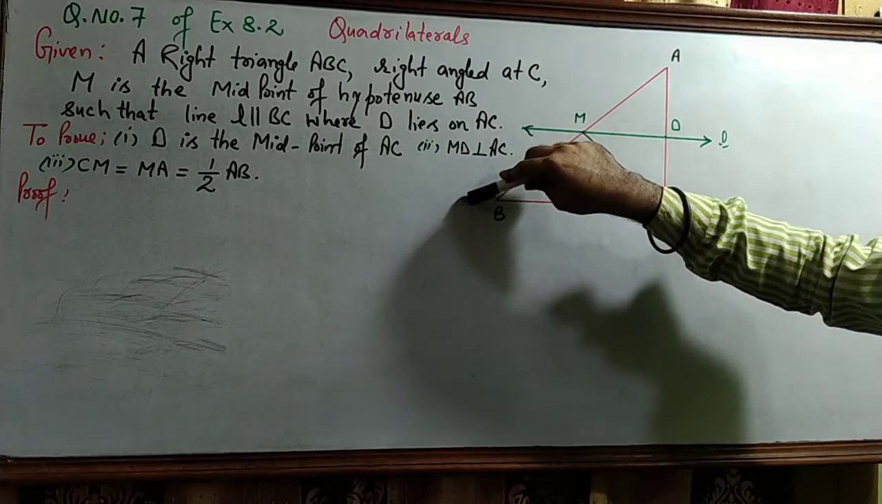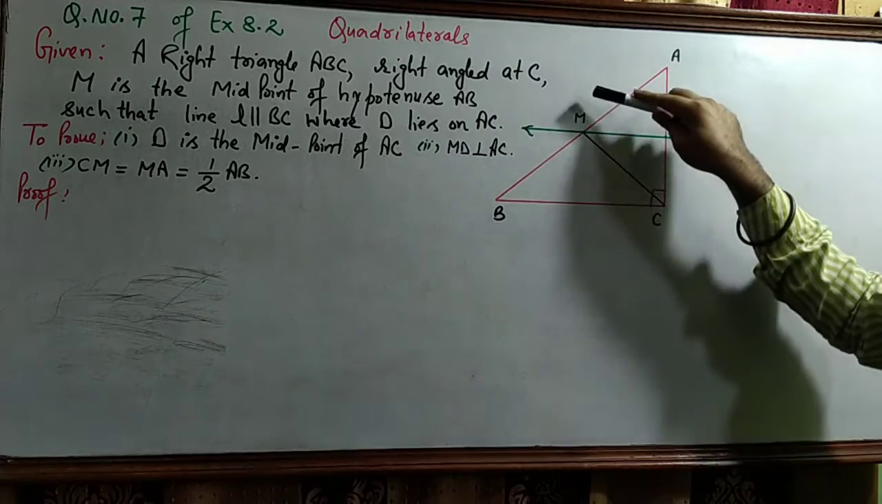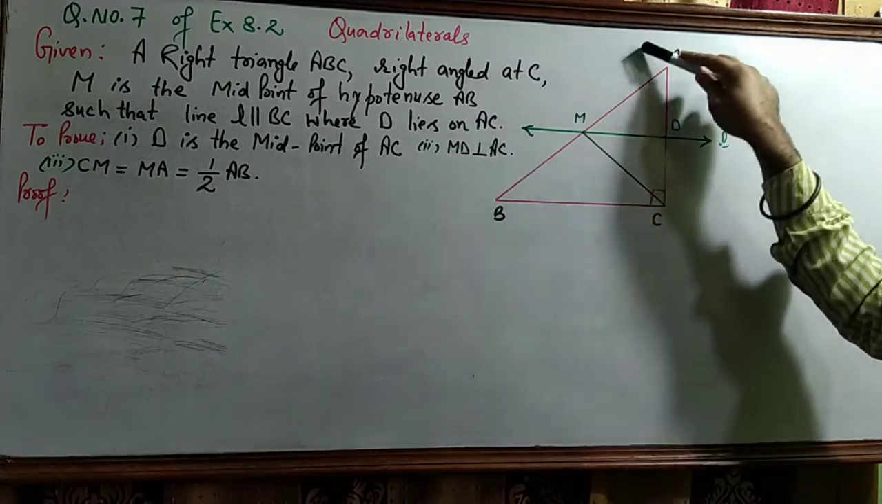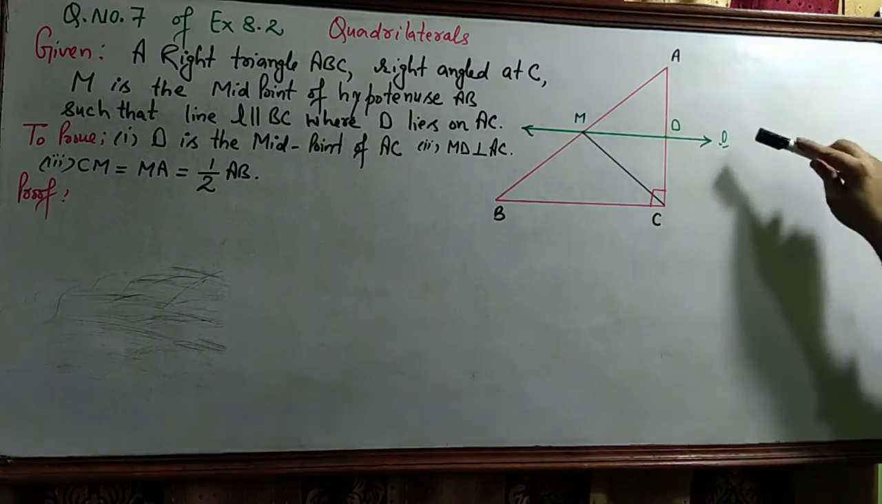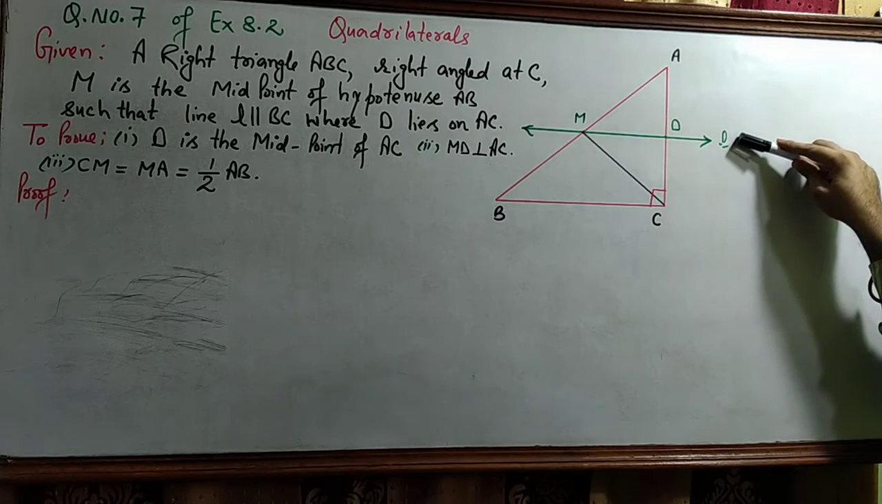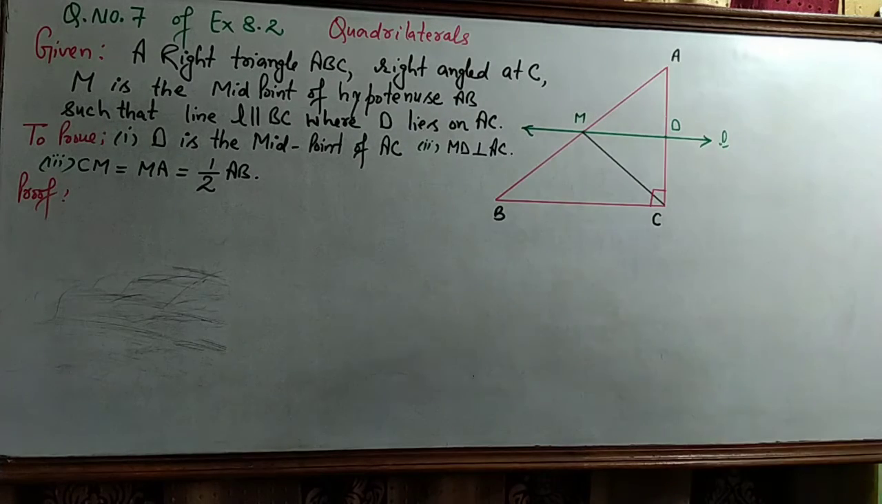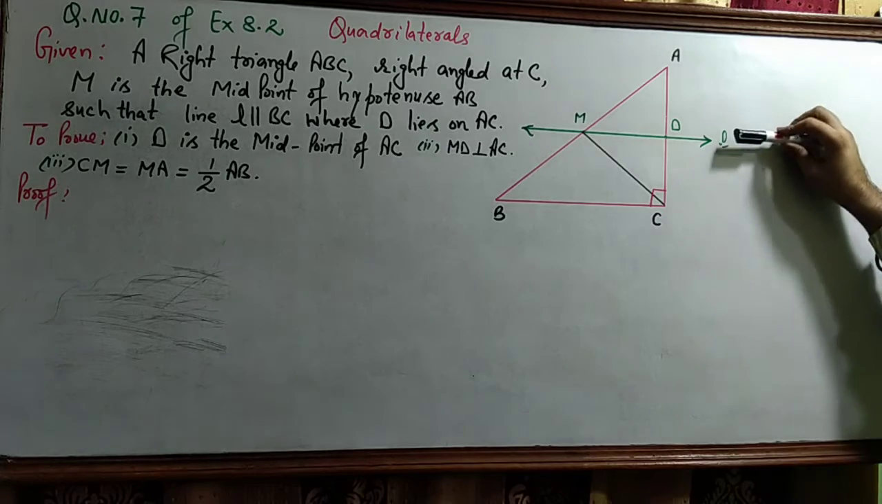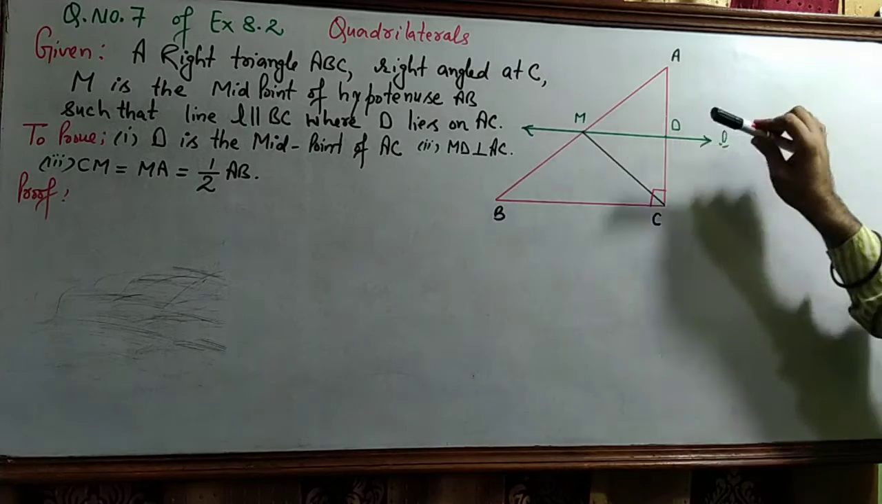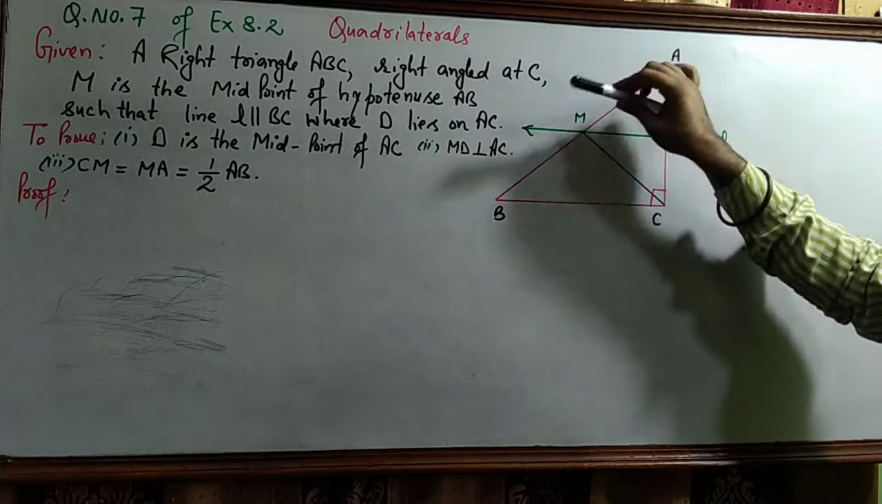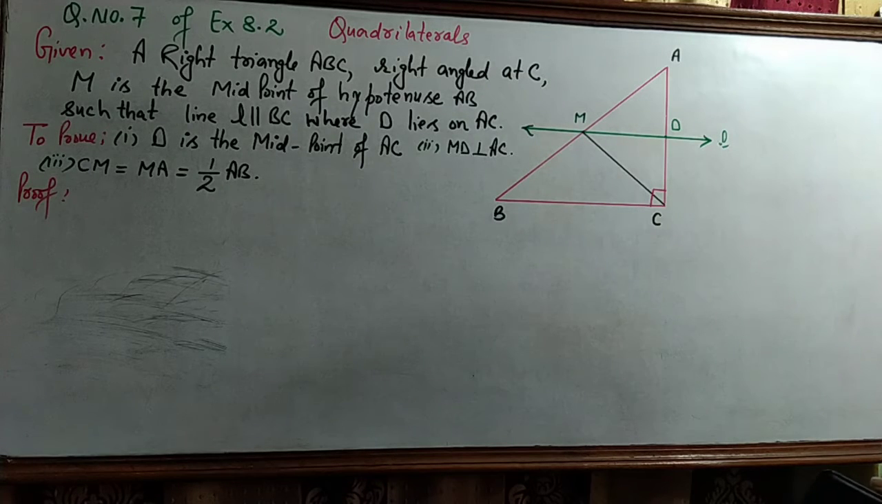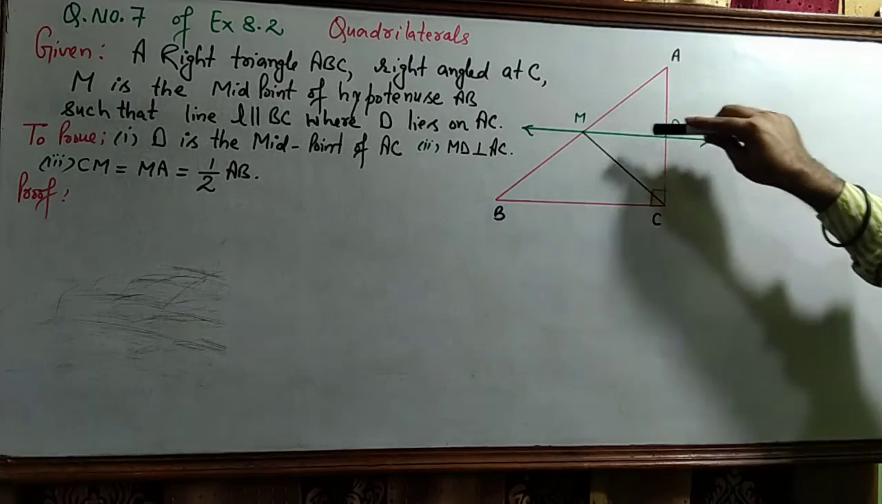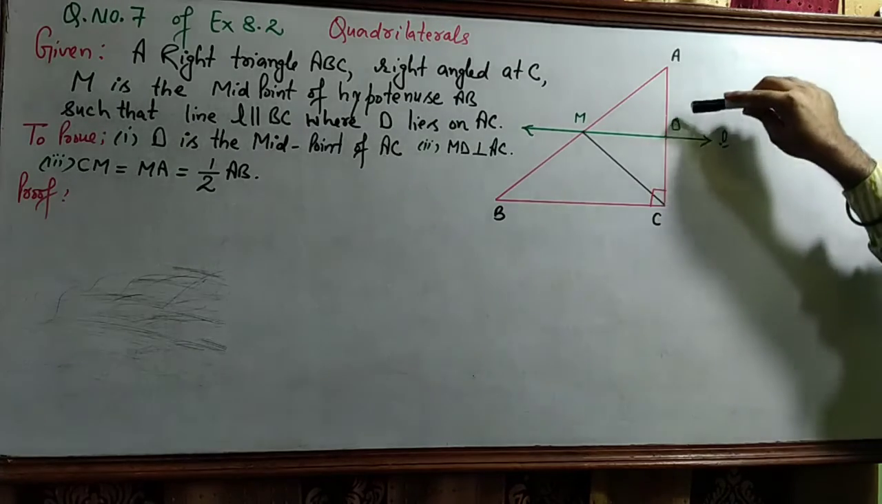AB is the hypotenuse and according to the question, M is the midpoint of AB. A line is drawn, the name of the line is L, and the line is drawn through the midpoint M, parallel to BC. This line, line L, is parallel to BC. These two are parallel, you have to remember this too. The line intersects AC. This line intersects AC at point D.